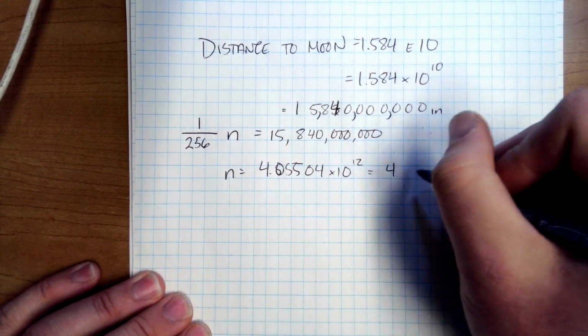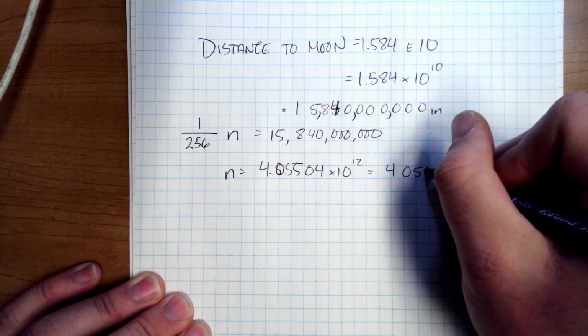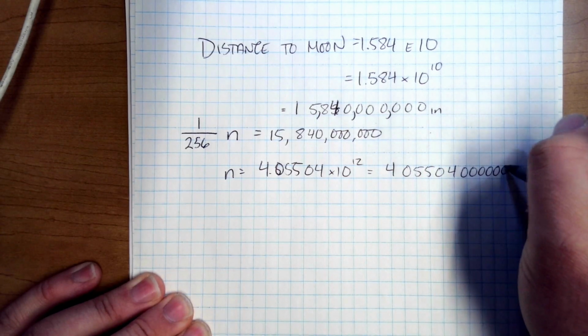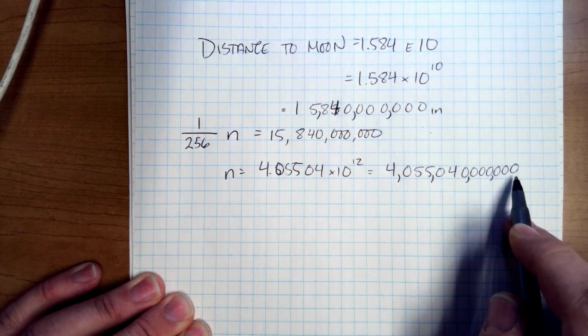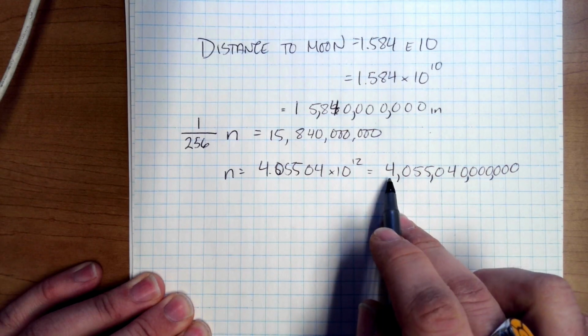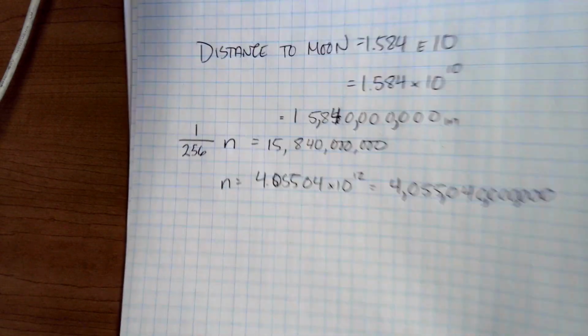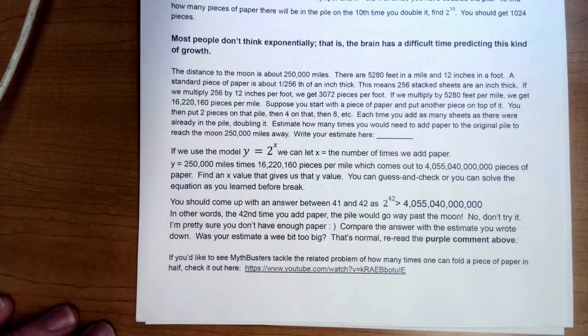That would be 4, and then we move our decimal 12 places to the right. So 1, 2, 3, 4, 5, 6, 7, 8, 9, 10, 11, 12. We would need hundreds, thousands, millions, billions, 4 trillion pieces of paper in order to get a stack of paper from the ground to the moon, I believe is what that would be. But let's see. We probably could have done this a little bit easier with exponents.